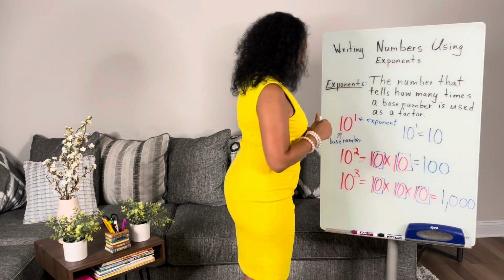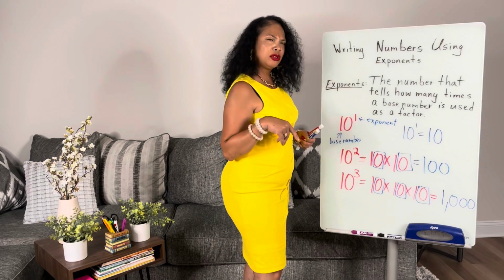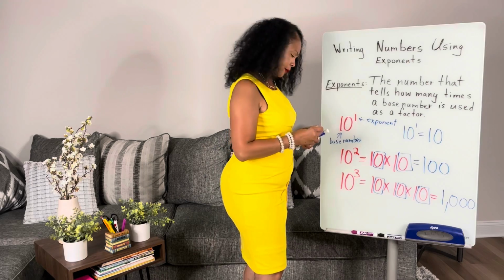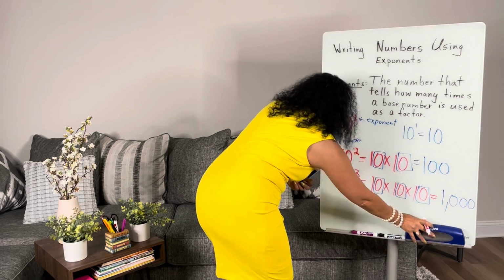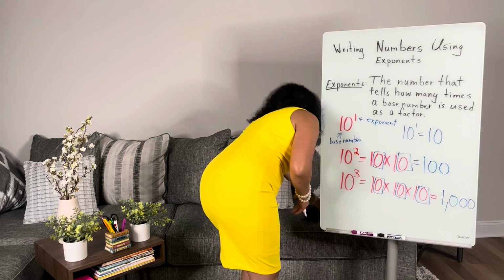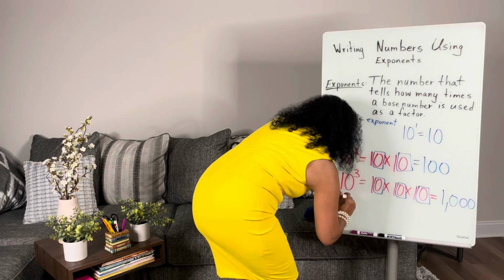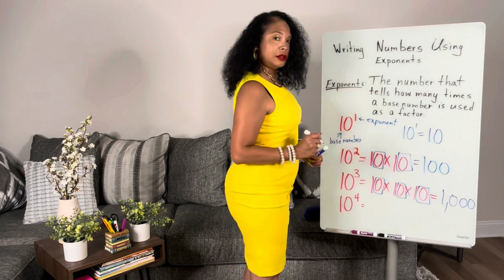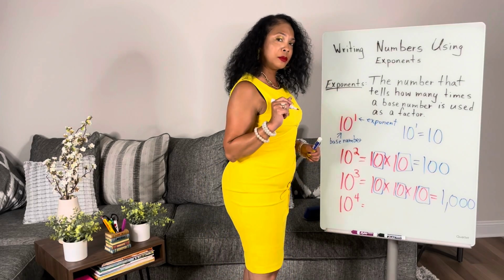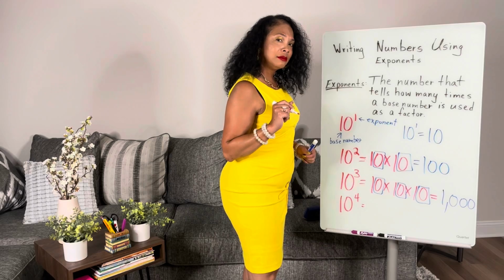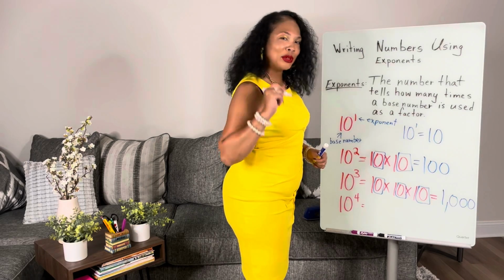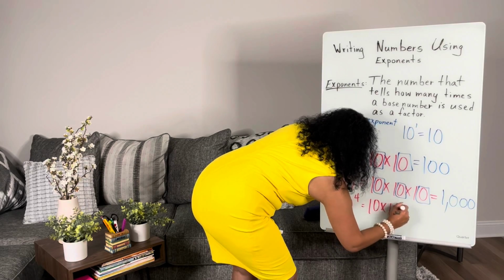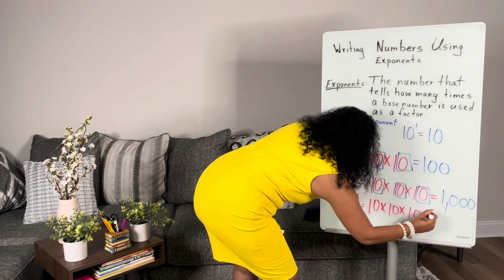Okay? All right. So should we try the 4? All right, let's try 4 as an exponent. So 10 to the 4th power equals, how many times are we going to multiply that 10? That's right, 4 times. 10 times 10 times 10 times 10.